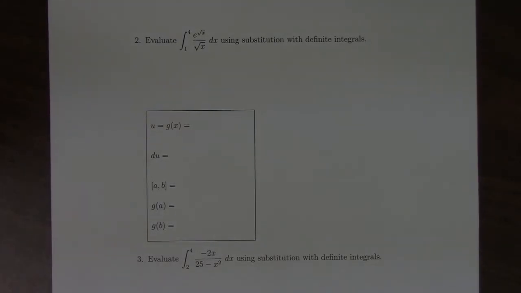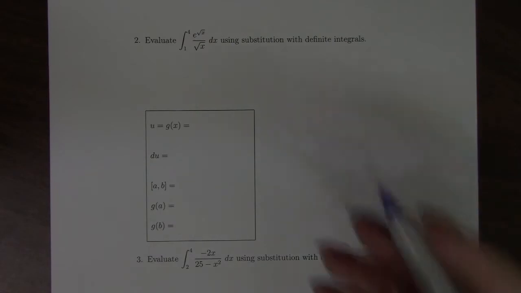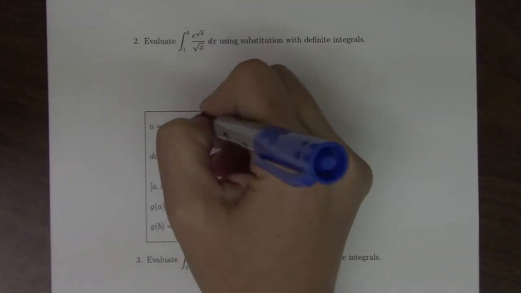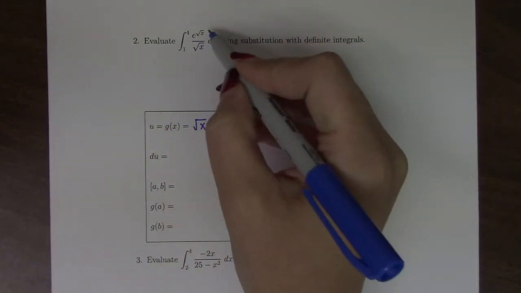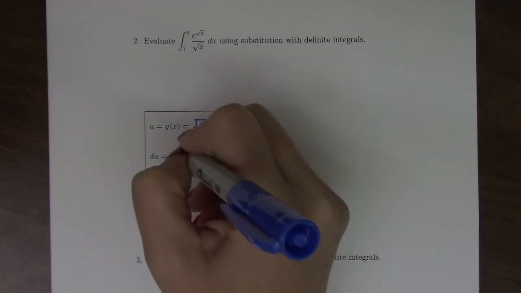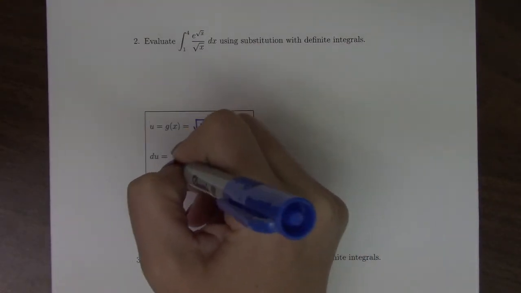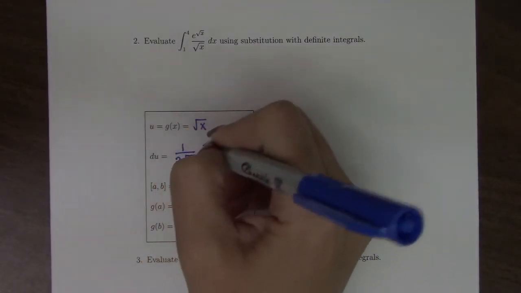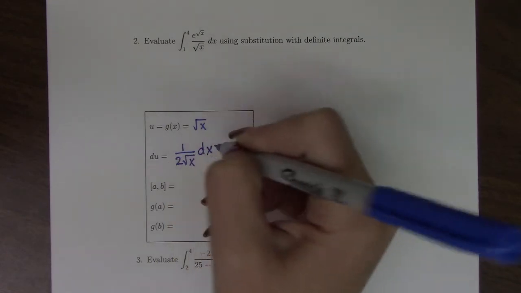So the next one says e to the square root of x over the square root of x from 1 to 4. So because I have e, a lot of times if there's only one e in the expression, its exponent is usually going to be our u. So I'm going to let u be the square root of x because that's what e is raised to. Then when I take the derivative of that, I get 1 over 2 root x dx.